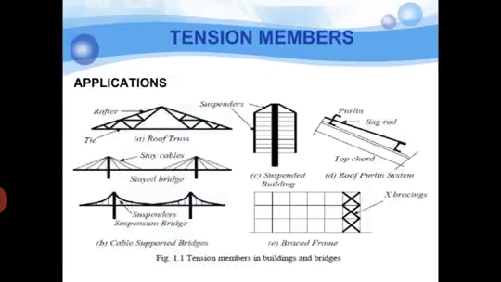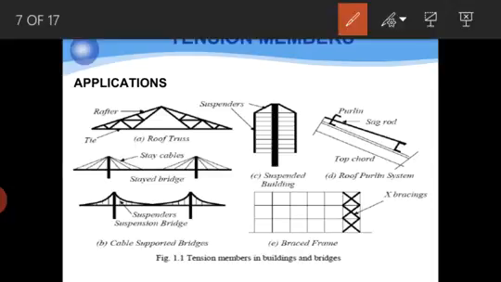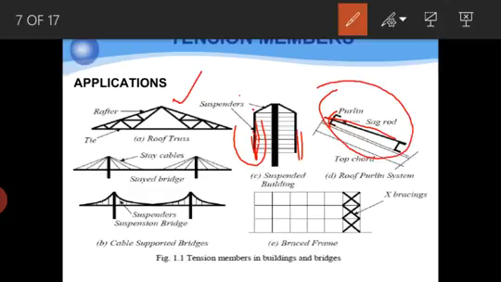Let us look at some of the applications here. In a building roof truss, some of the members are subjected to tensile forces, and those members are to be designed as tension members. Even suspenders in buildings, this is a suspender, which is always under tension, and these members are to be designed as tension members. Even in a roof purlin system, the sag rod and a purlin are also under tension. Those two members are to be designed as tension members.